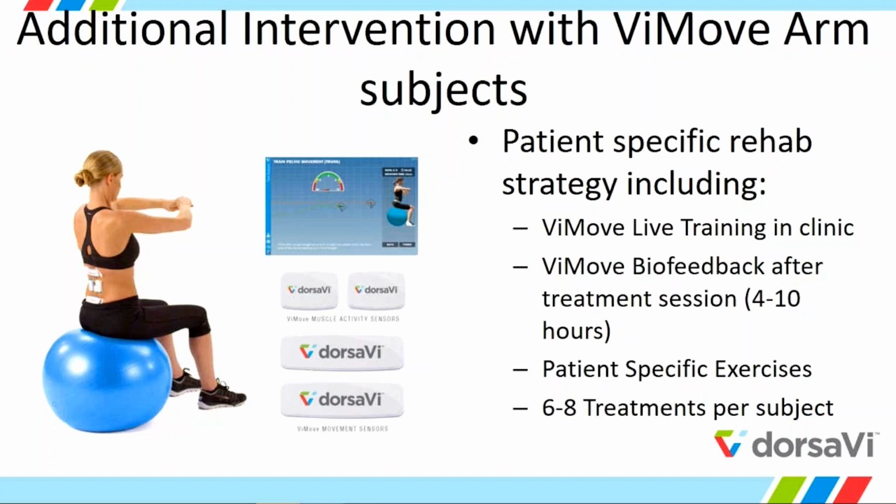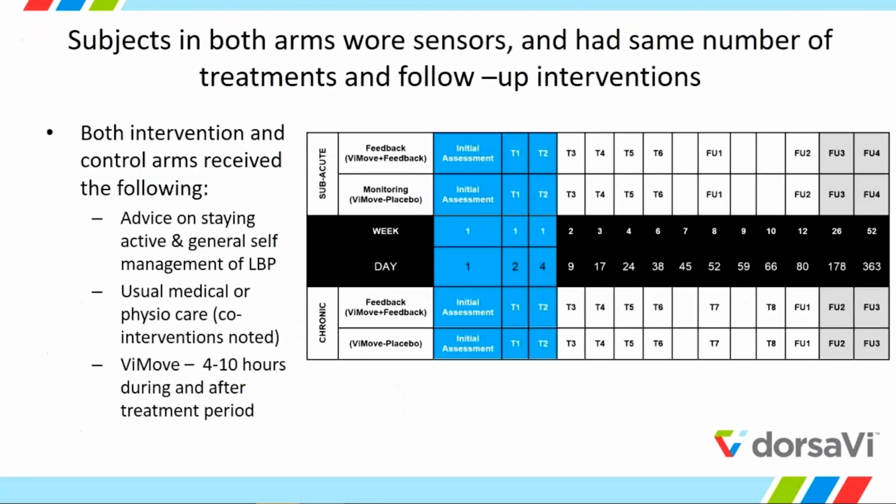Now, both groups had the sensors put on them after treatment. But one group obviously had the biofeedback set. The others just had sensors, but they were sort of sham sensors because there were no limitations put onto them. And in addition, they also received advice on usual management of low back pain, and everybody had 4 to 10 hours of this. And you can see how often they were seen and when the follow-ups were and how many treatments were given.